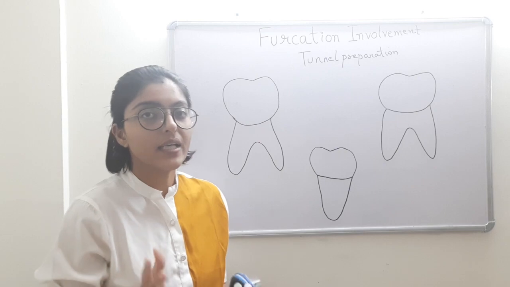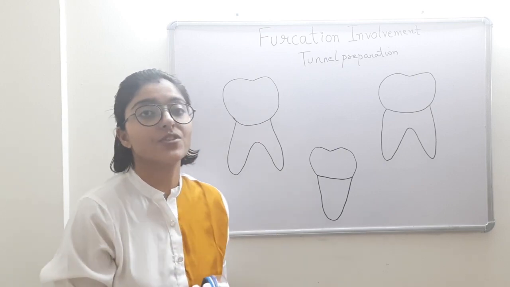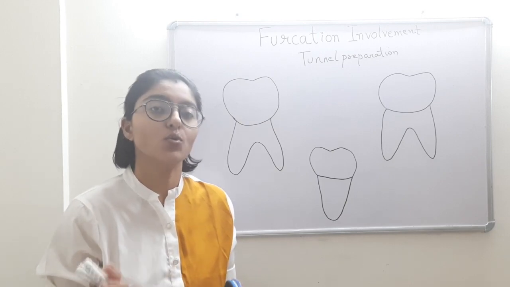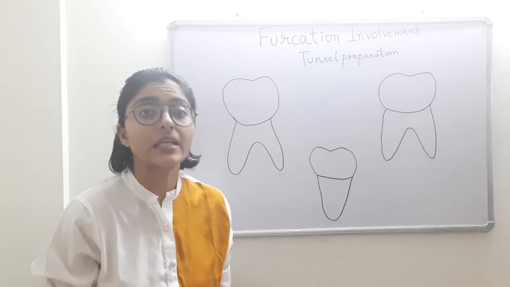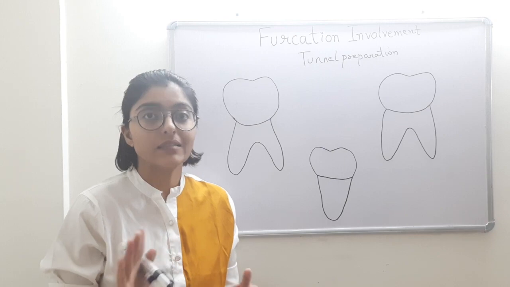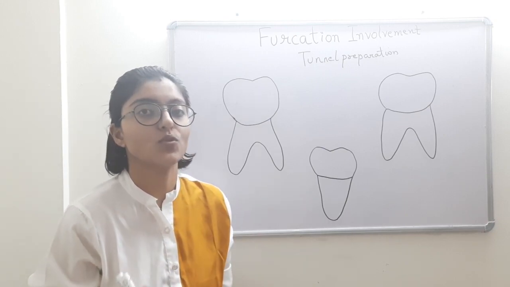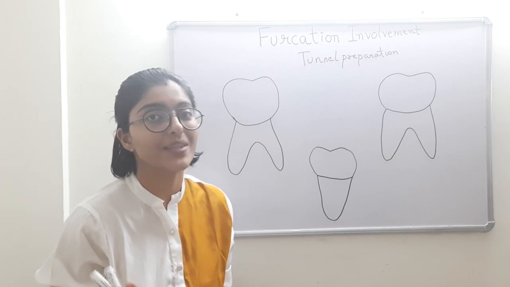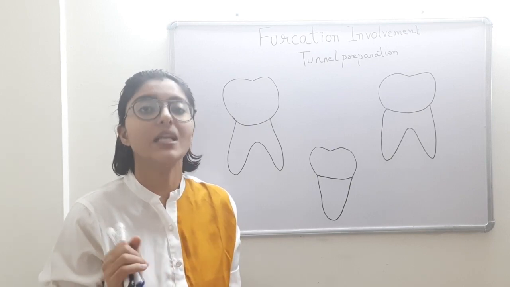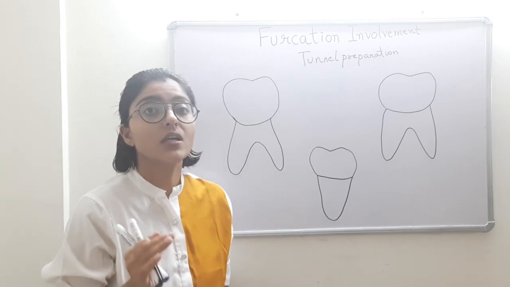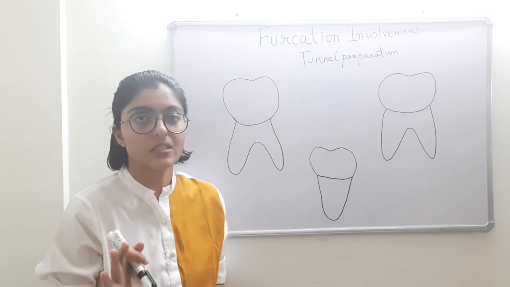So the whole idea behind performing tunnel preparation is to convert a deep grade 2 or a grade 3 into grade 4, which is clinically visible, a clear tunnel that is through and through bone loss, clinically visible, so that the patient can maintain that area with the help of interdental or interproximal cleansing aids. Clear? This is in terms of the grades according to Glickman's classification.